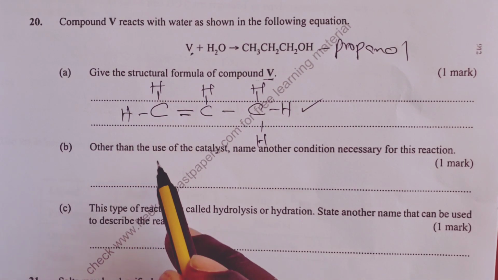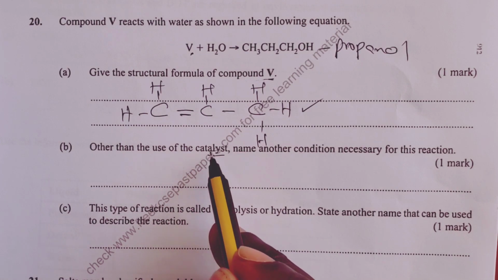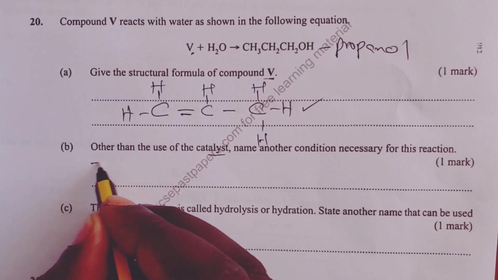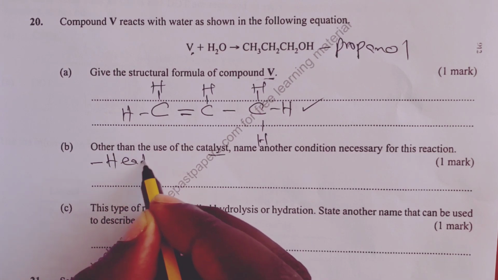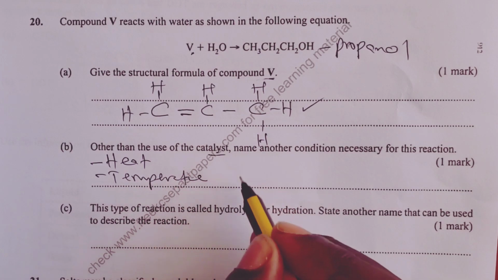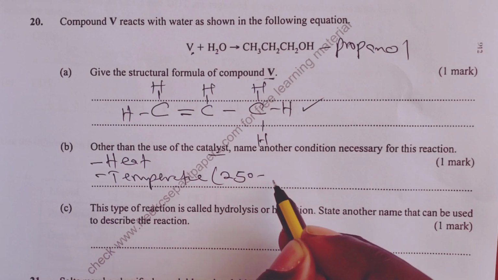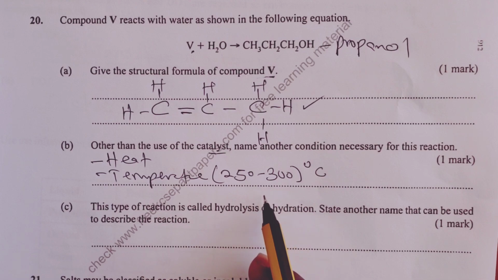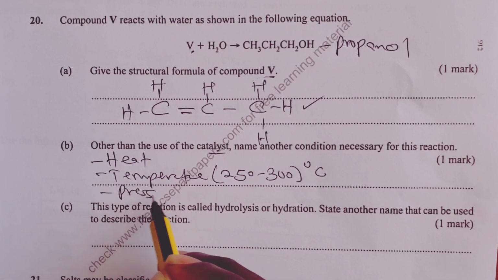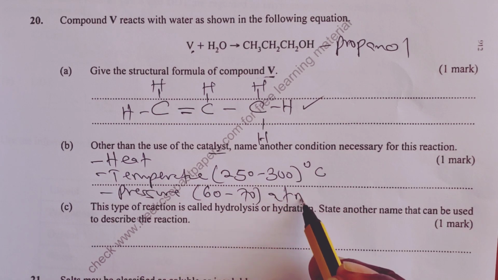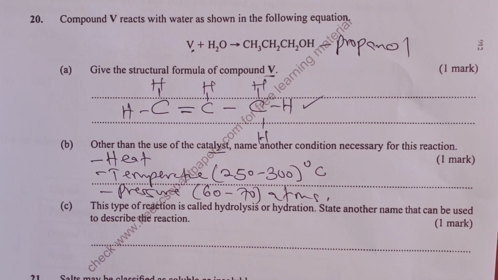Part B, other than use of the catalyst, name another condition necessary for this reaction. So for this reaction to occur, other than the catalyst, we need heat. We may also be specific by talking about a temperature of between 250 to 300 degrees Celsius. And as we have agreed, a candidate can give just a single value that lies within the range. We may also talk about pressure. Pressure is between 60 to 70 atmospheres for that reaction to take place.